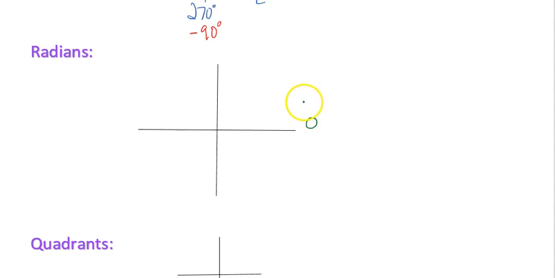If you travel in the positive direction, as we were just doing, you end up where we normally would have 90 degrees. That in radians is pi over 2. As you travel on, you come to where we would have 180, which is pi. Keep going, 270 would be the same as 3 pi over 2. And then a full circle is 2 pi.